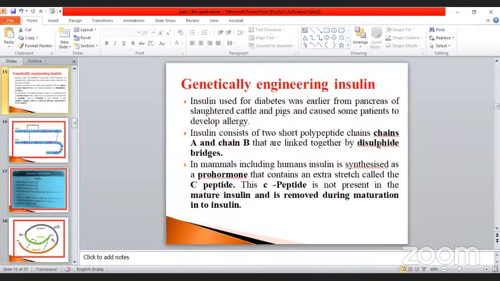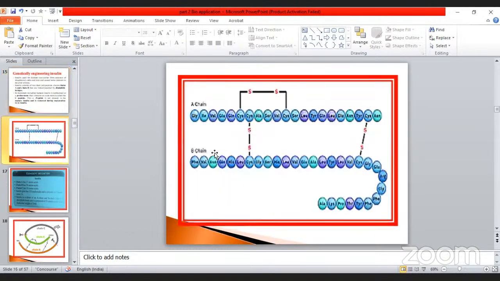See that disulfide bridge. In mammals, including humans, insulin is synthesized as a prohormone. Already we discussed that prohormone. See that one?